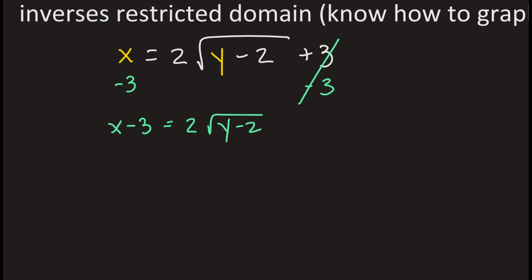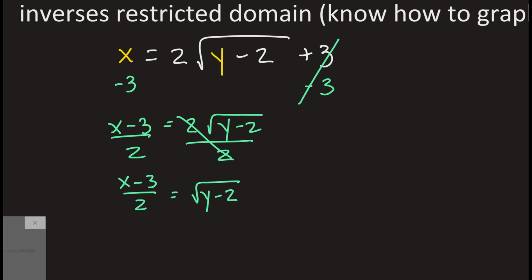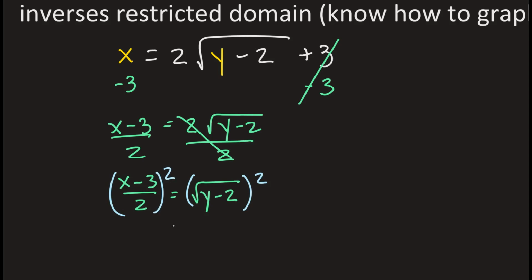Then what? Divide by 2. And how do I get rid of our radical here? You square both sides. Do you actually need to square this term? No. If we were being asked to solve for x, yes, we would have to square it. But are we being asked to solve here? No, we're just being asked to find the inverse. So you can leave it like this.